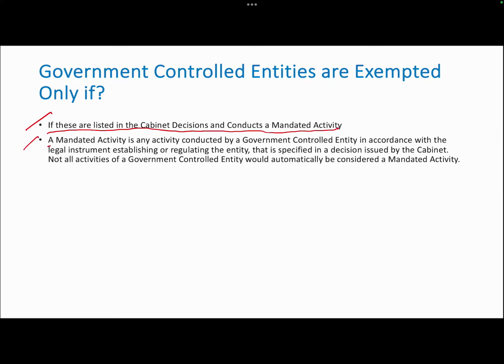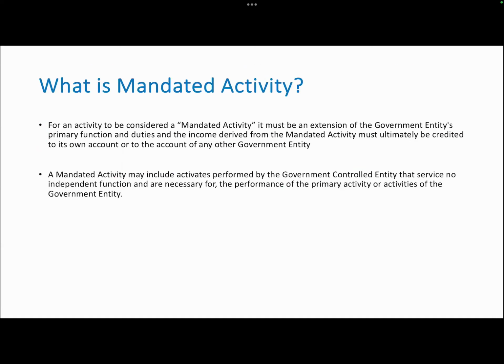Second point, a mandated activity is any activity conducted by a government controlled entity in accordance with the legal instrument establishing or regulating the entity that is specified in a decision issued by the cabinet. Not all activities of the government controlled entity would automatically be considered mandated activities. So basically, you'll have to go and see the cabinet decision. What is the mandated activity? Now, let's speak about mandated activity itself.